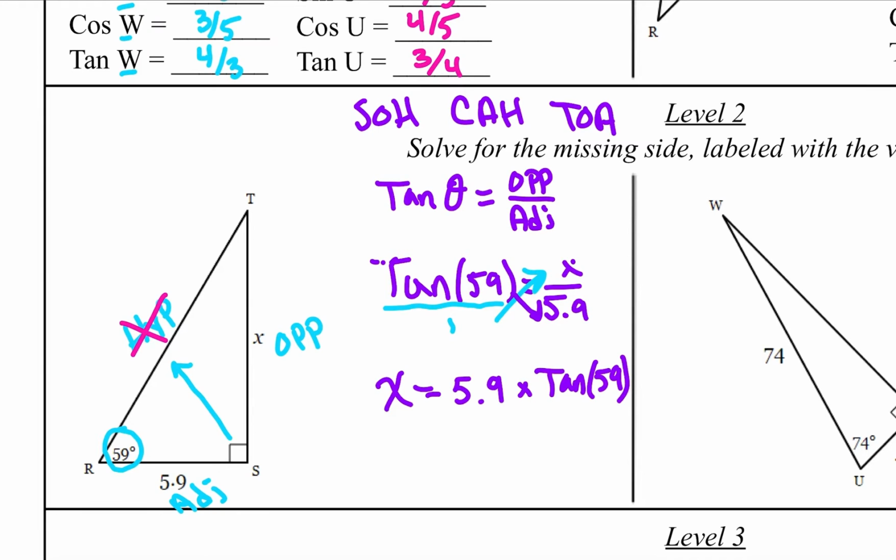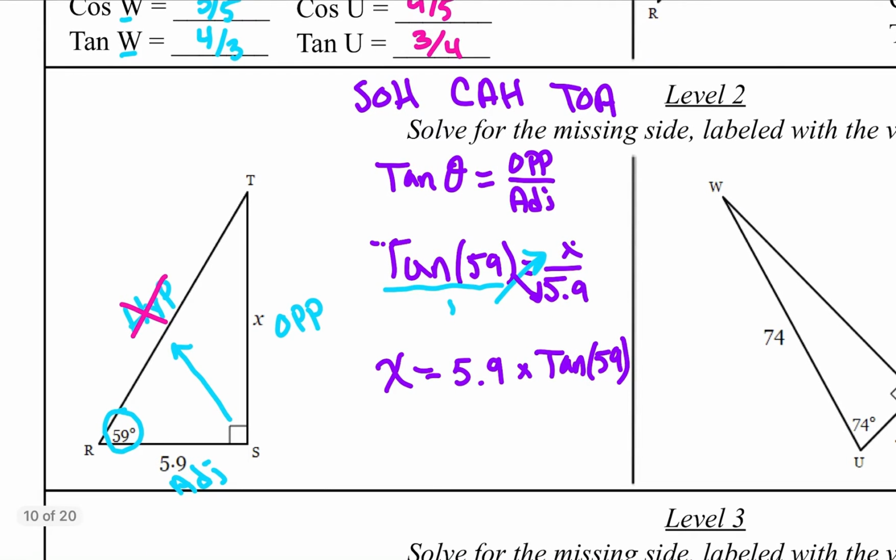So I'm going to type exactly that in my calculator. 5.9, let me actually write out the buttons here in case you don't know them and you're still struggling. So we'd put 5.9 in our calculator. We'd press the multiply button.